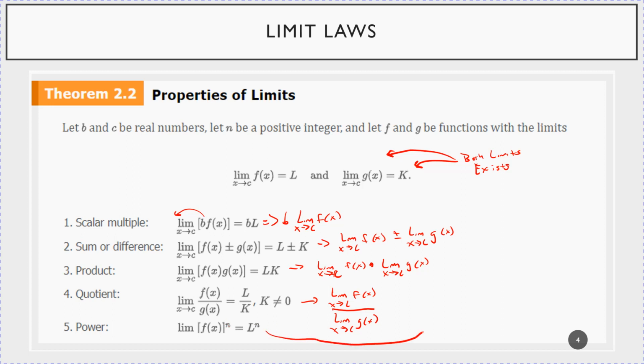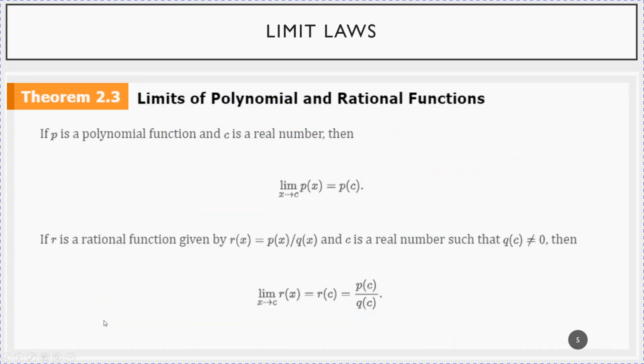I'm going to move this over here. A little bit cut off here, sorry about that. You can evaluate this as the limit as x goes to c of f of x, and then take it to whatever power. So you would do it that way. So these are all just properties that you can use to help you evaluate limits. And you're going to see in the coming examples how all of these are going to come into play. All right, next we have polynomial and rational functions.